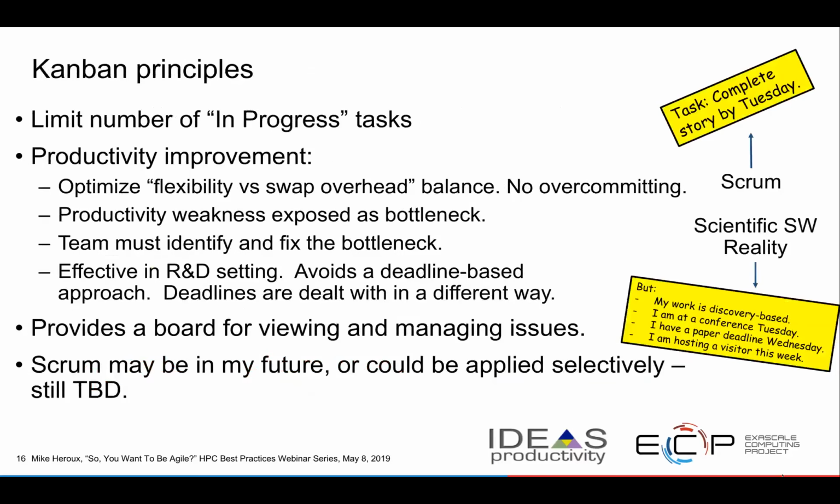Kanban is, I think at least, a little bit easier to take on. The fundamental principle is limiting the number of in-progress tasks. You're trying to optimize flexibility versus swap overhead. By focusing on, at most, a few things that you're going to do, you allow yourself to retain that focus on a handful of things. And just, why wouldn't Scrum be so great and why would Kanban be better?